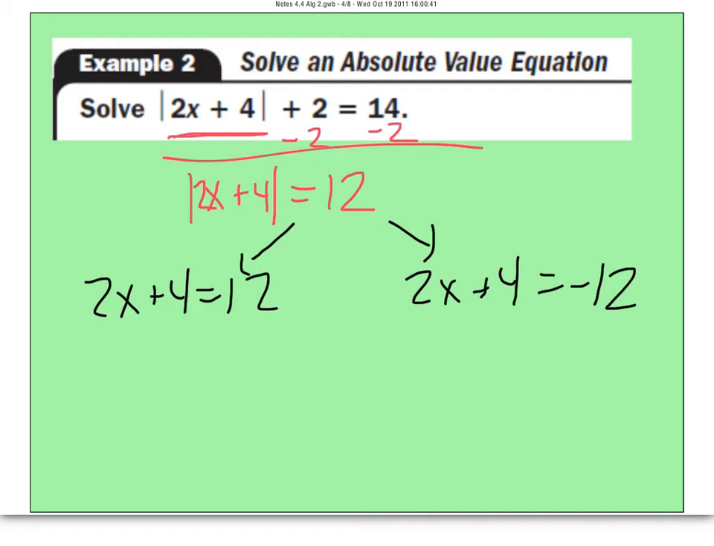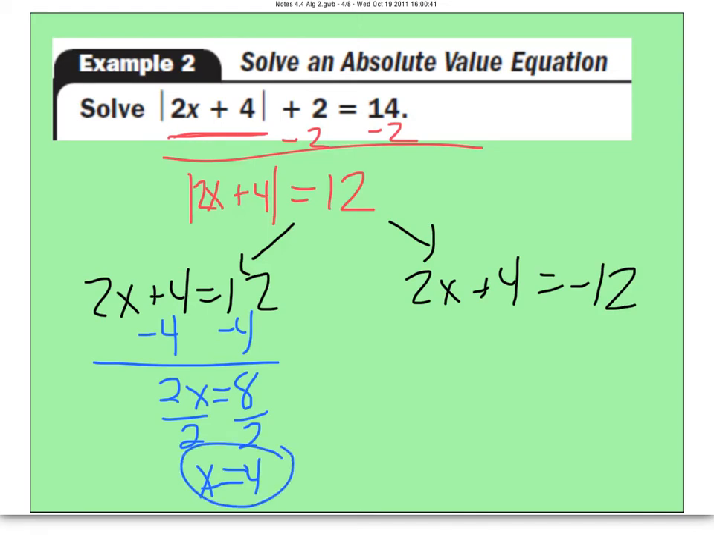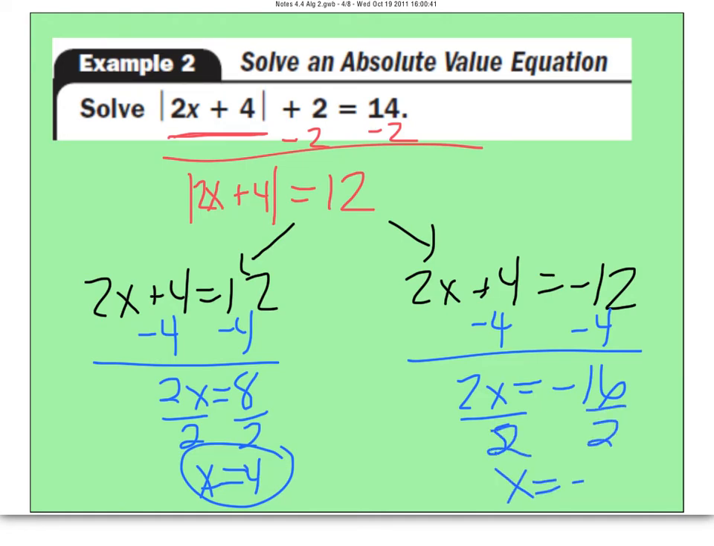Solving the first one, I'm going to subtract 4. 2x equals 8. Divide by 2. X equals 4. Same one over here, subtract the 4. Be careful, it's 2x equals -12 minus 4 is -16. Divide by 2. X equals, in this case, -8.